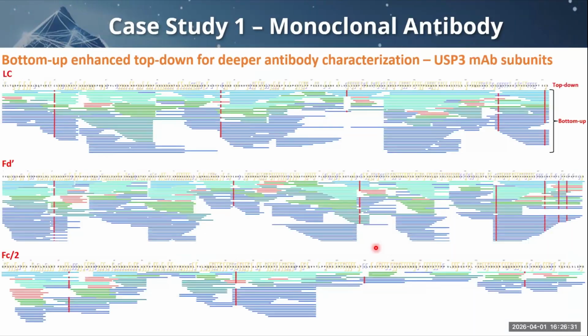Now to look at the combined data. This is data for the USB3 mAb at the subunit level, top-down and bottom-up combined. So you've got the LC chain, the Fd prime, and the Fc/2 subunit. At the top here, you've got the top-down coverage, and at the bottom here, it's the overlapping coverage for the multi-enzyme approach. Each one of these bars is a peptide. Each color is a different enzyme. And for this particular molecule, we're able to get 100% sequence coverage.